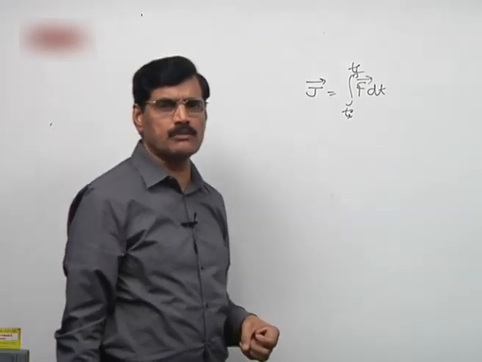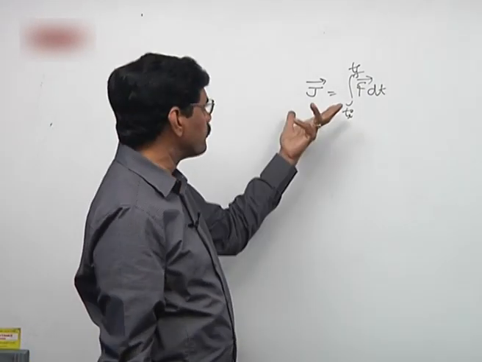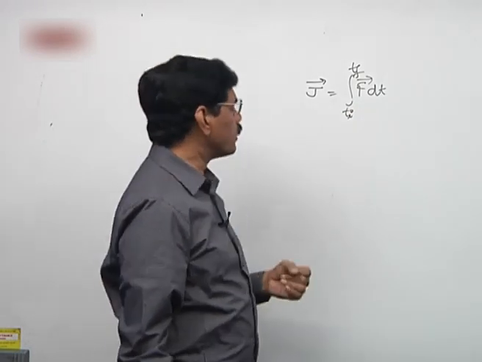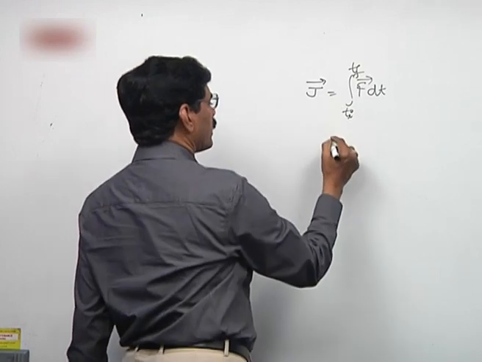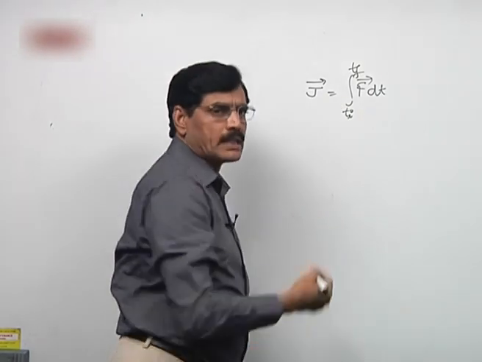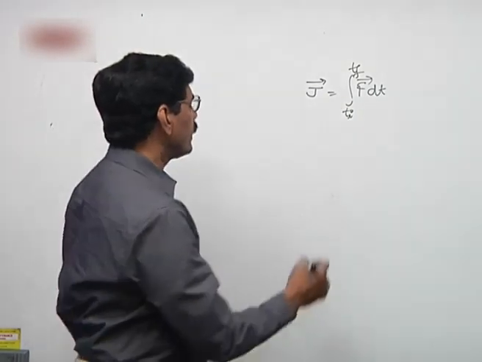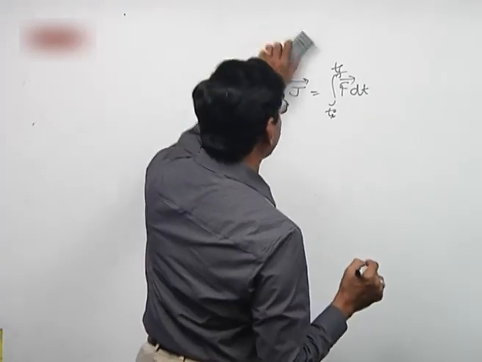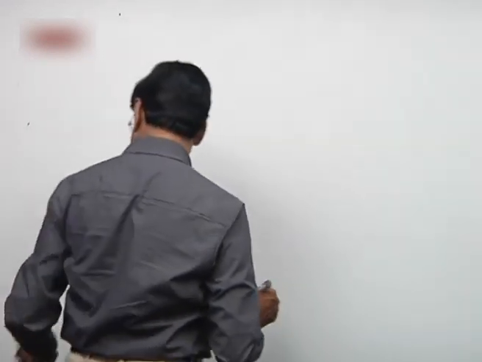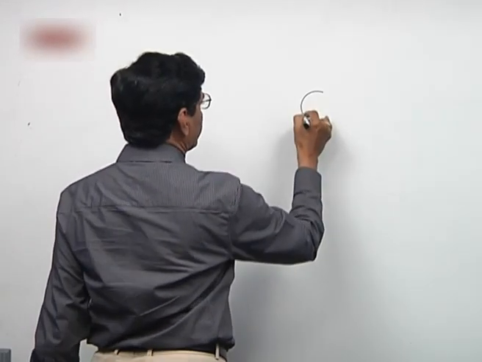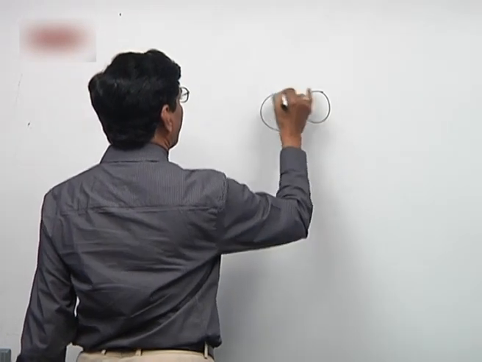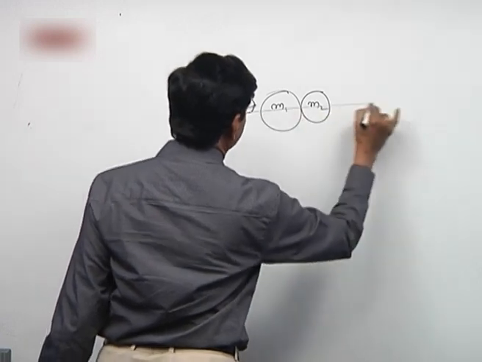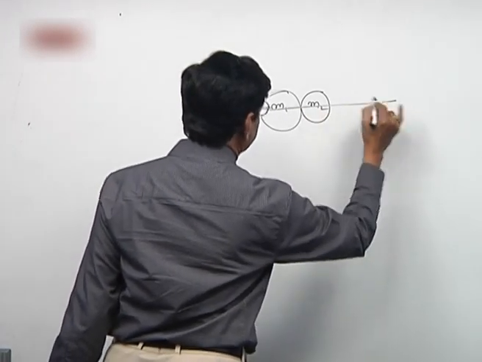Because of this impulse, what happens to the ball, what happens to the bat? Both ball and bat undergo change in momentum. In the elastic collision corresponding to a head-on collision, let us consider two bodies M1 and M2 interacting. In the head-on collision case, impulse is in this direction.